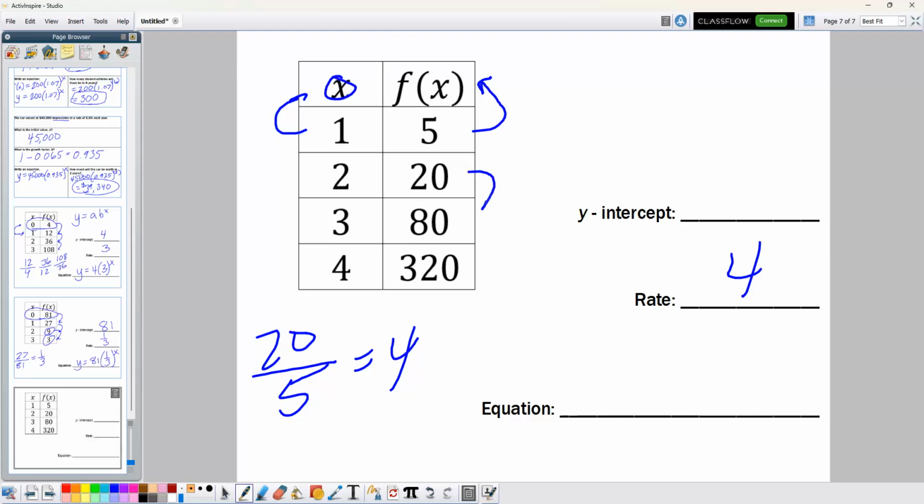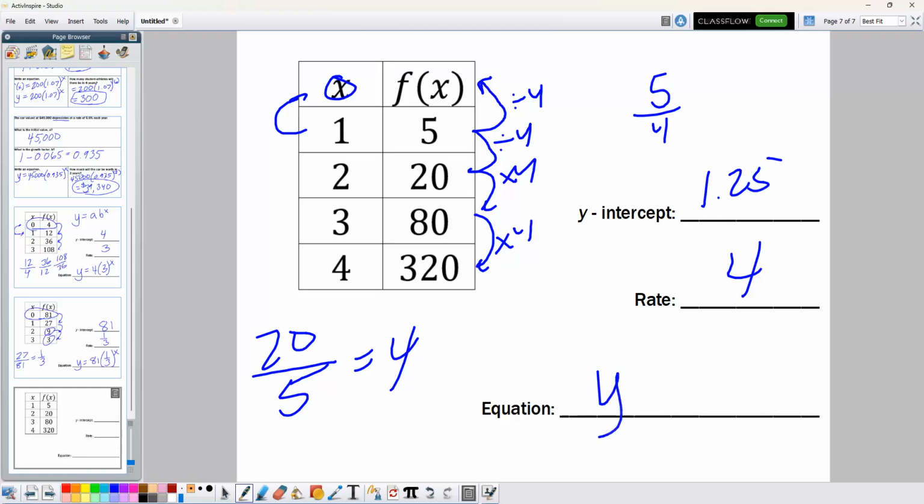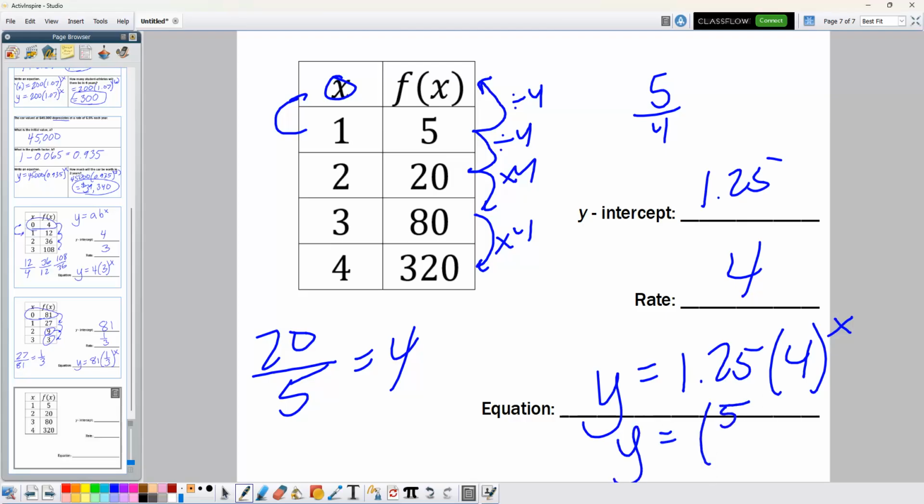So if I'm multiplying by 4 going this way, then if I was going this way, I would divide by 4. So I'm going to take 5 and divide it by 4 in my calculator. And that would give me either 5/4 or 1.25. Either of those is correct. And so you would have y equals 1.25 or 5/4 times 4 to the x. Both of those are correct. You could write it as y equals 5/4 times 4 to the x as well.